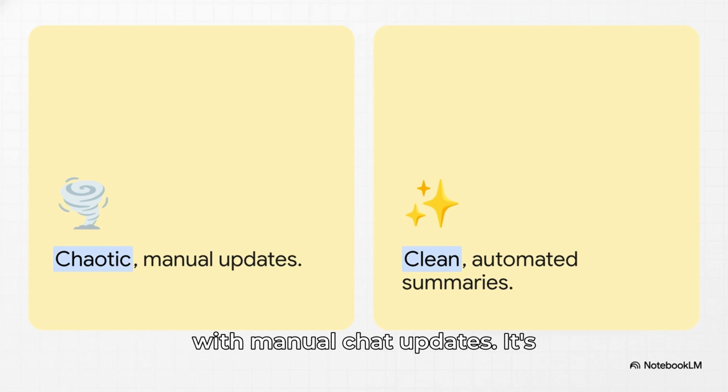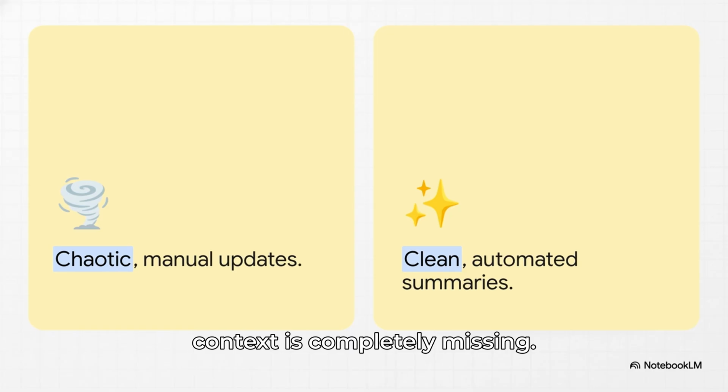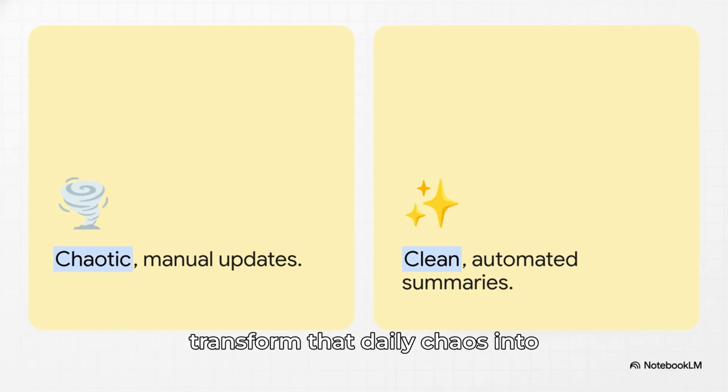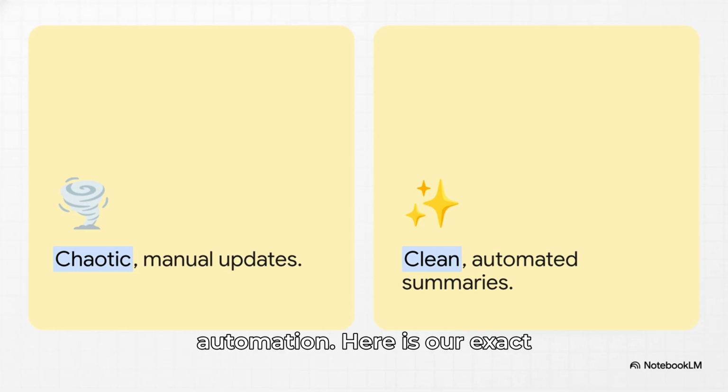You know the drill with manual chat updates. It's noisy. Stand-up requests show up as half-filled messages. Crucial context is completely missing. Important updates get buried in threads, and team members are constantly scrolling up just to figure out what they missed. By the end of this explainer, we're going to completely transform that daily chaos into pristine, beautifully formatted automation.